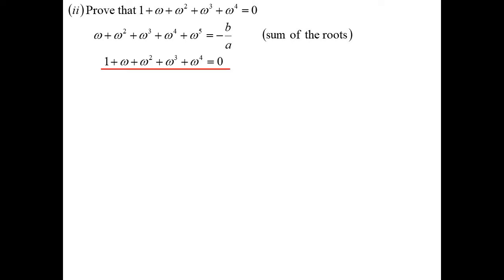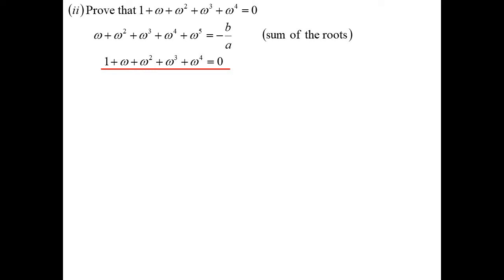Prove that if I add 1, omega, omega squared, omega cubed, omega to the power of 4, we get 0. There's several ways you can do this. First way is really quick. So it's solutions to a polynomial. So I can say this is the sum of all the roots. We just found that these were the 5 roots. So the sum of the roots would be minus b on a. But remember the equation was z to the power of 5 minus 1 equals 0. So b is actually 0 by the sum of the roots.